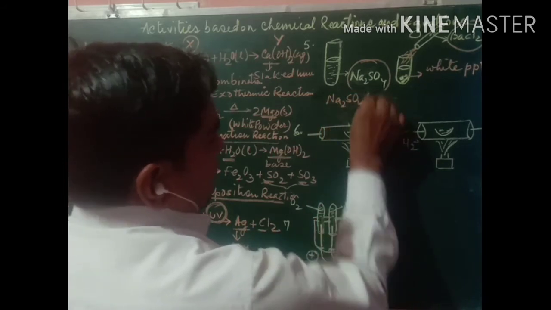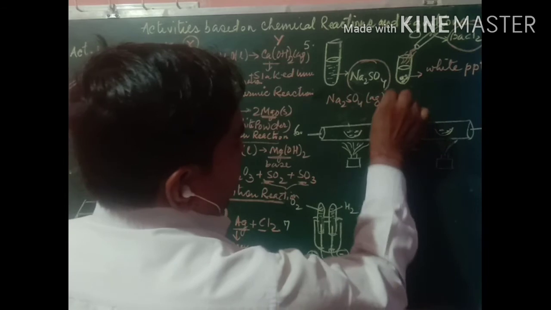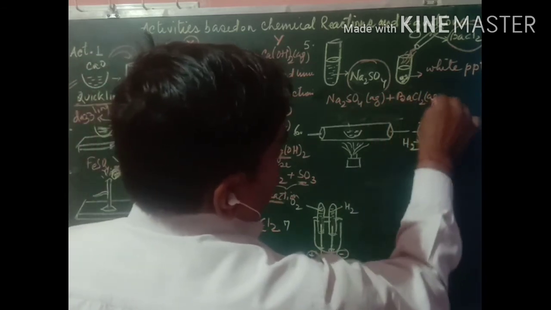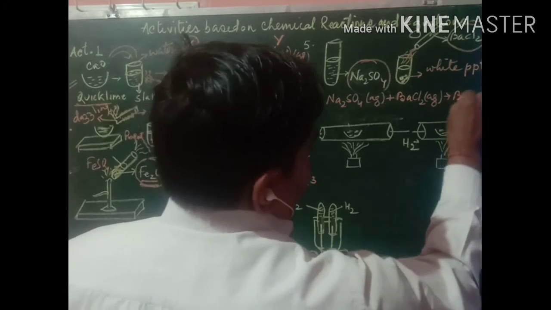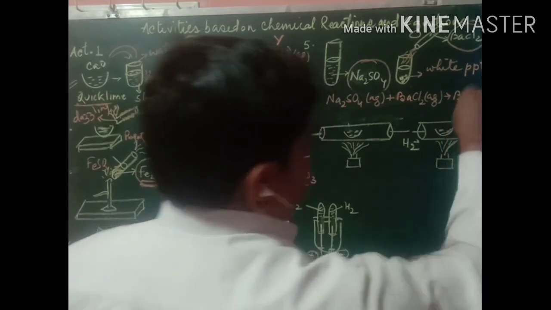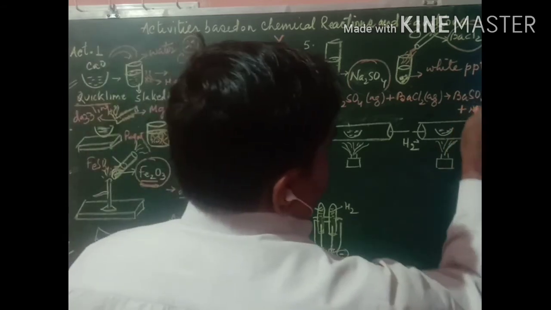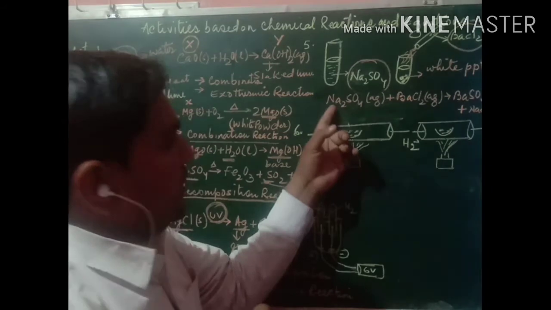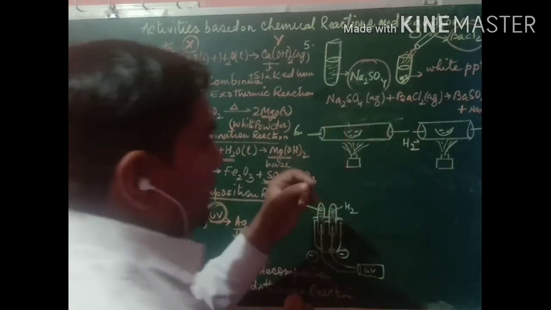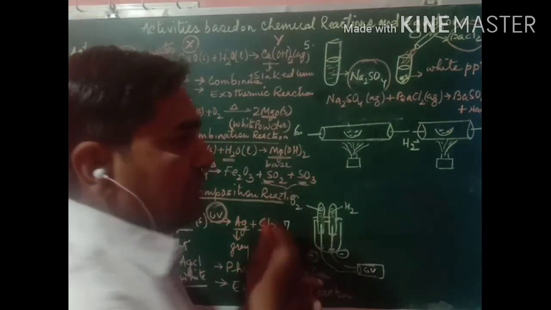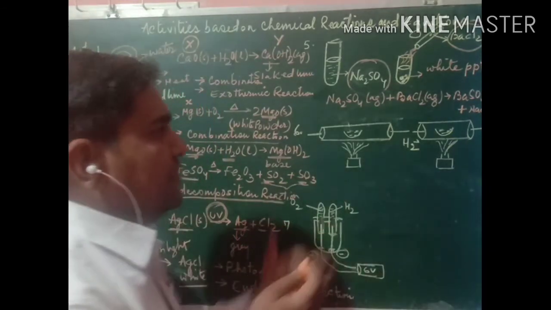Na2SO4 plus BaCl2 gives BaSO4 plus NaCl. In the last video we also read about the double displacement reaction and ionic reaction, so there is no need to tell about all those things here in this video.